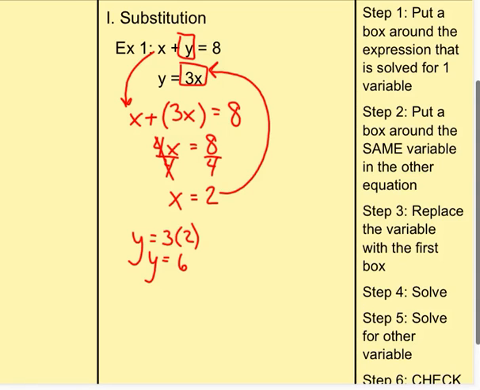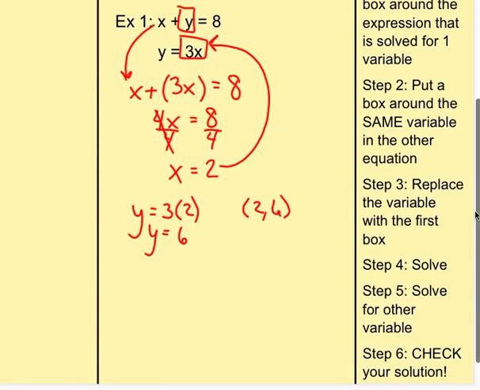Step 6, write your answer as an ordered pair. Think about the fact that if we graphed these equations, they would meet at the point (2, 6) on the graph. And as always, step 7, check your solution.